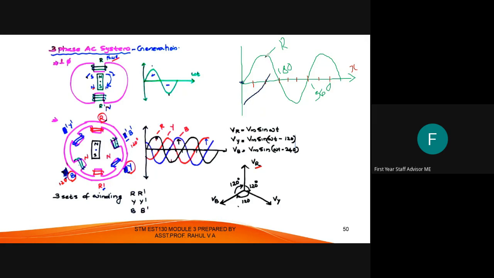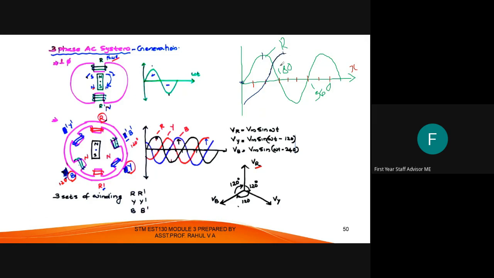And I can also say that the R winding reaches its peak value at 90 degrees. So the Y winding should reach its peak at 210. Okay, 90 plus 120, that is 210. So that comes somewhere here between, this is 180, this is 240. So somewhere here it comes. So I should go like this.